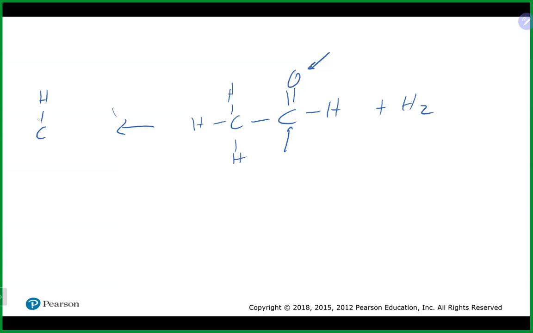Here, let me just draw it. So if we have our aldehyde and we add some hydrogen to it, it's going to add right there, take away the double bond, and you will get back your alcohol that you started with there.